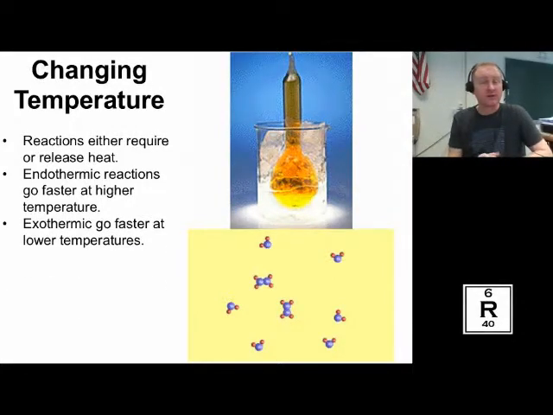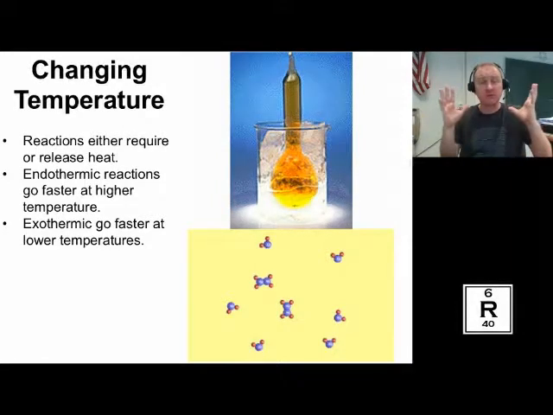Exothermic reactions go faster at lower temperatures. An example of an exothermic reaction would be water becoming ice. Exothermic means heat is leaving the system. For water to become ice, energy has to leave the water. Energy has to go to the surroundings. So that's an exothermic process.